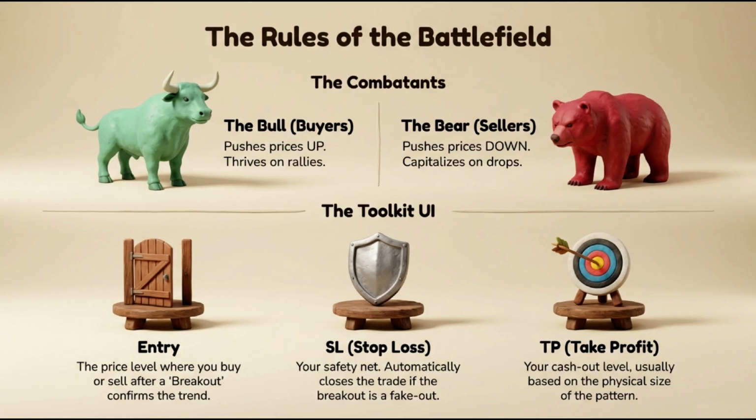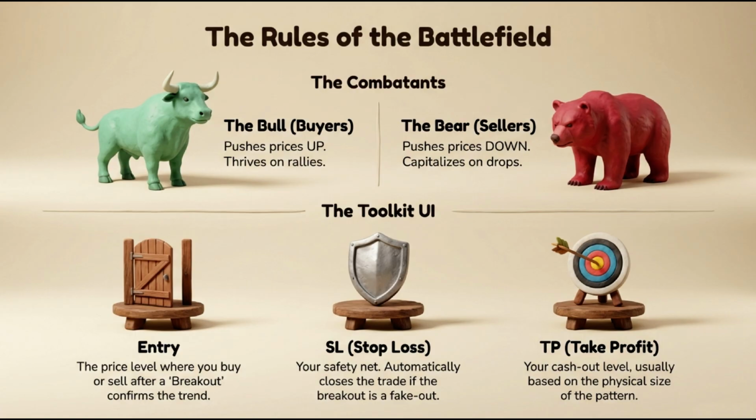To understand the market, you must first meet the two main characters in this story, the bull and the bear. The bull represents the buyers who push prices up, thriving on rallies and excitement. On the other side is the bear, representing the sellers who push prices down to capitalize on market drops.